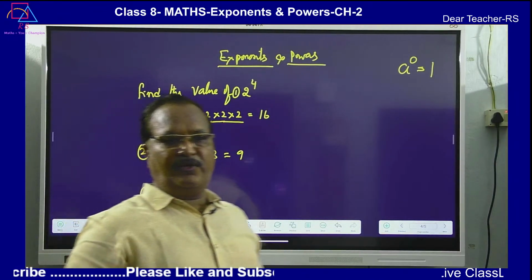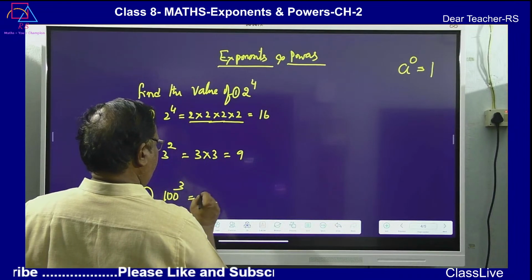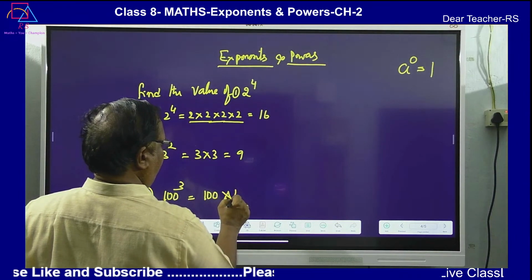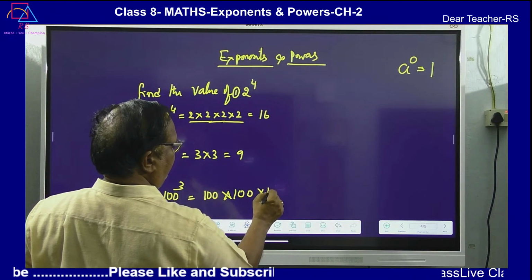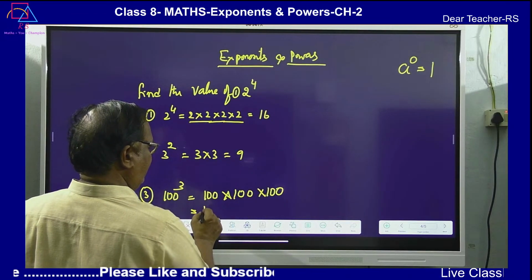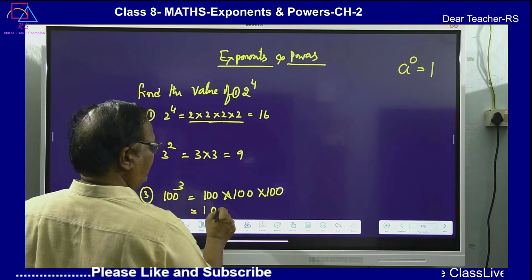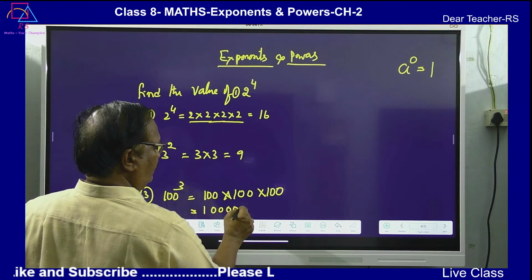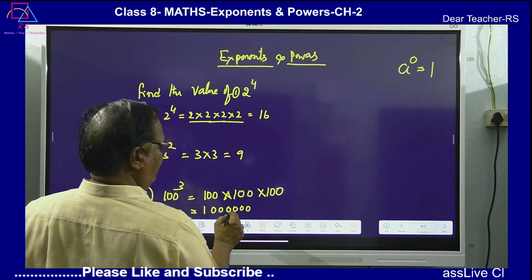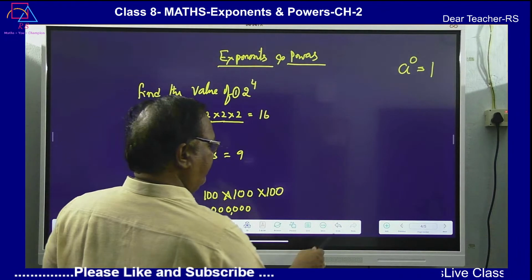Okay, 100 cube. 100 cube is how much? 100 into 100 into 100. So total how many is this? Only 1 into 1 into 1 is 1. Here 2 zeros, 2 zeros, 2 zeros. Total 6 zeros: 1, 2, 3, 4, 5, 6. So you can keep 10,000.